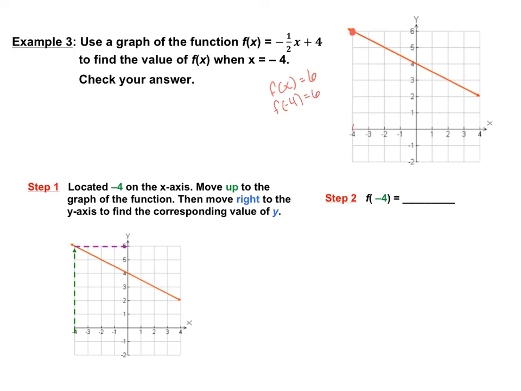So let's plug that in. F of x equals negative 1/2 times my x value, which is negative 4, plus 4. Negative 1/2 times 4 is positive 2. And so this comes out to be 6, so it's perfect. So to find f of negative 4, it's like plugging in negative 4 for the x. So I can go to negative 4 on the graph, go up, and I end up at 6.